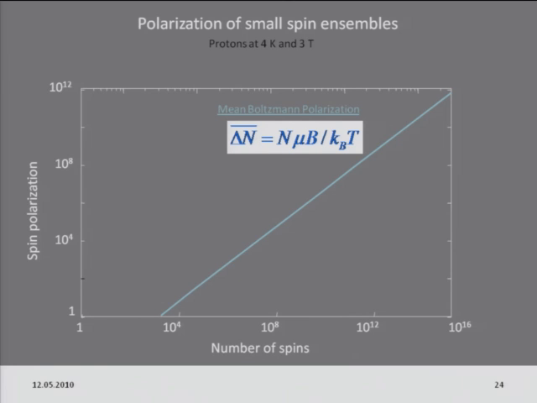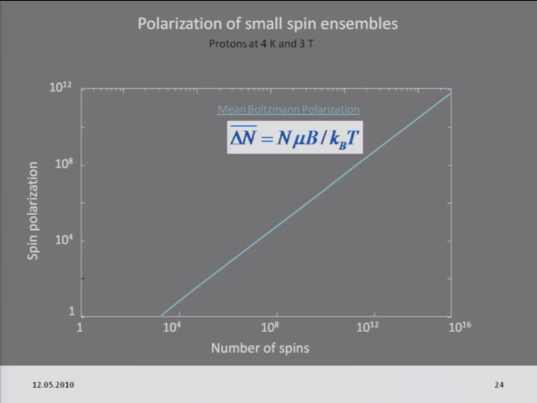So what you will realize, though, is that even at low temperatures like 4 Kelvin and high magnetic fields of about 3 Tesla, if you plot the spin polarization, this is not a normal way to plot polarization, but this is, let's say, spin up minus spin down, so the net number of polarized spins. If you plot spin polarization as a function of the number of spins in your sample, you'll see that it really quickly drops away. Okay?